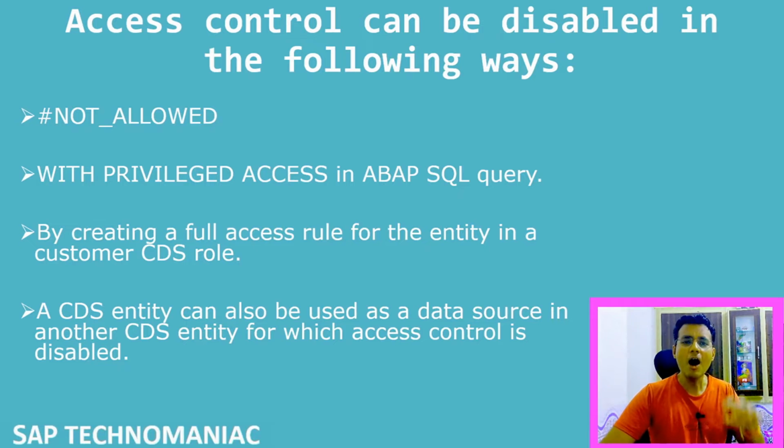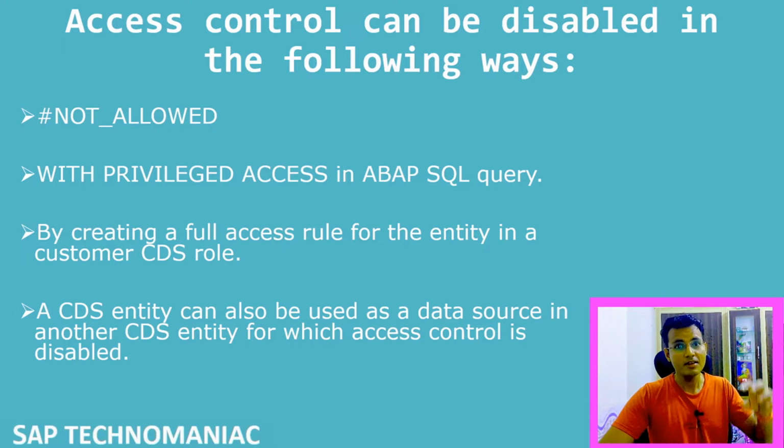Next thing, how you can disable the access control. You have created the DCL, but whenever I access the data from a CDS entity or any CDS view, I don't want to apply this DCL. First thing, you have to put the annotation value as not allowed. Then it will give access to every user. Second thing, whenever you are accessing that particular CDS entity in our normal select statement, then you can write in the from clause, with privileged access.